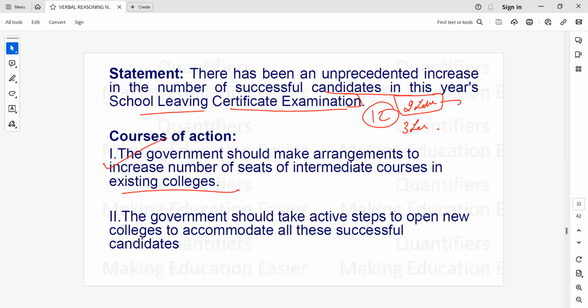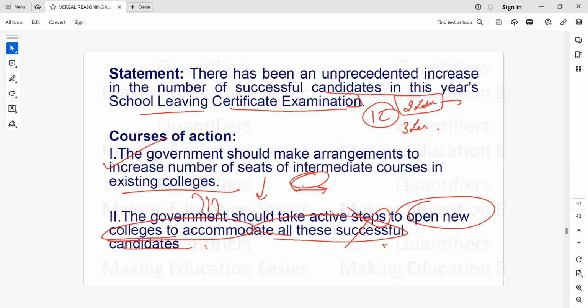Now, the government should take active steps to open new colleges to accommodate all these successful candidates. Is this not the correct course of action? Why is this not the correct course of action? Because the government should take active steps to open new colleges. Is it practically possible? The candidates have increased, so within such a short span of time, is it even practically possible for the government to open new colleges? What they can do is increase the number of seats in the existing courses of the colleges, okay? But to open a new college itself is a challenge, right?